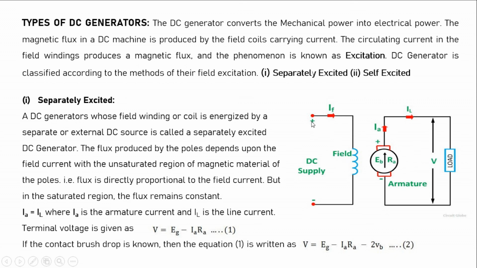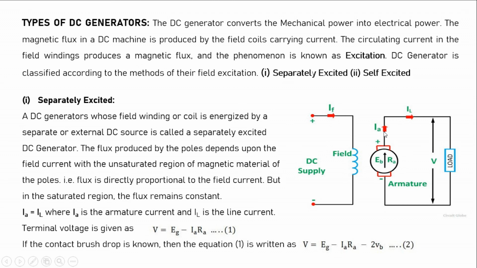These are the field windings which are excited, or given supply, externally, which has nothing to do with the generator itself. Only these field windings are used to energize, and this will energize the poles of a DC generator. So this is the generator. Here it has to be EG, it's not EB, it is EG, the generated EMF EG. And this is the armature resistance RA, which is not shown but is internally present. This is IA, the armature current.